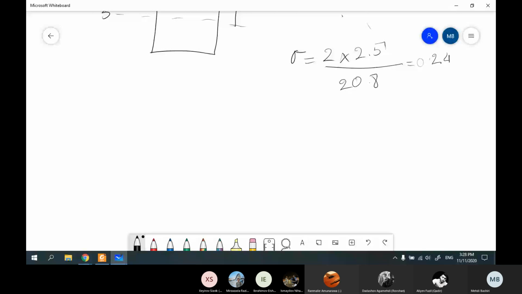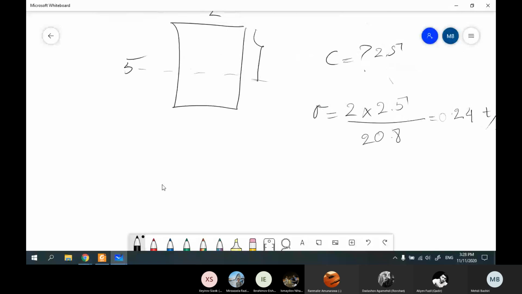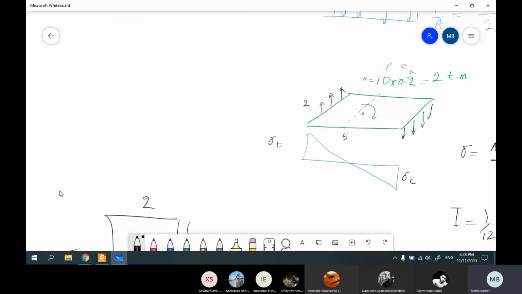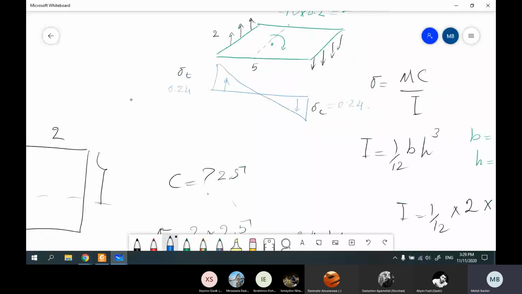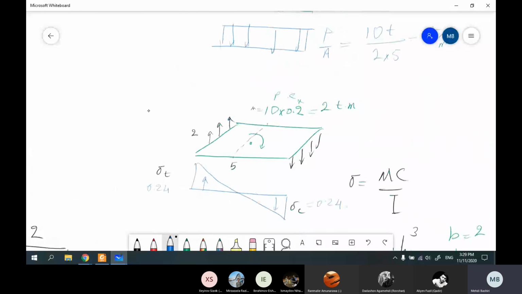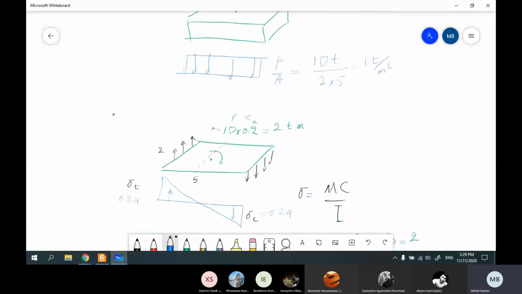0.24 ton per cubic meter. Because everything is symmetric, in here we have 0.24 upward, and in here we have 0.24 downward. Please just take a moment and think about the superposition rule. What would be the superposition rule here? In here it is 1 ton per meter square, and in here it is 1 ton per meter square.